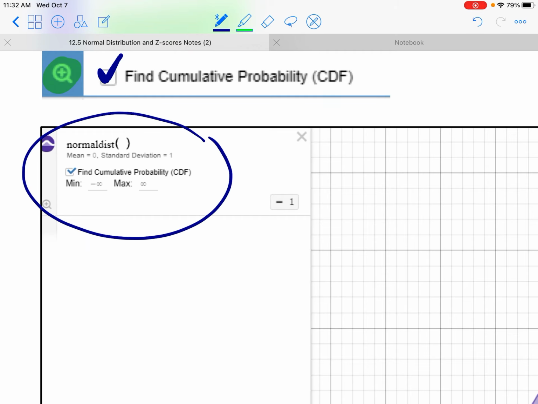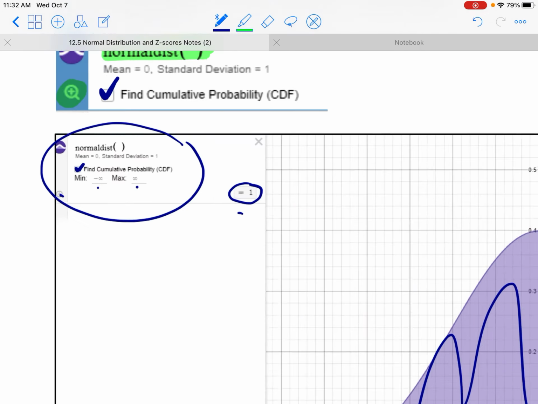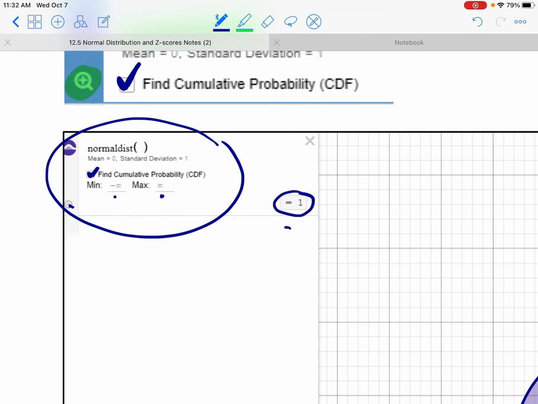Okay, so you'll hit that zoom fit button, you'll click that little box, then you're going to see a negative infinity and a positive infinity. And right now it says 1, because if we go from negative infinity to positive infinity, what we have captured is 100% of the data, and 100% is given as 1. But what we're going to be able to do is change our max and min to identify percentages left of, right of, or between any z-scores.